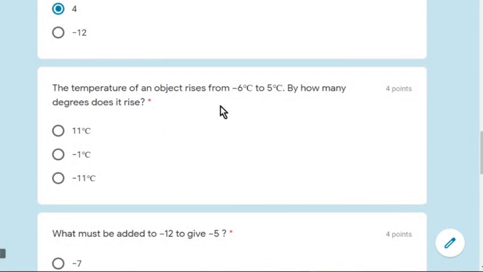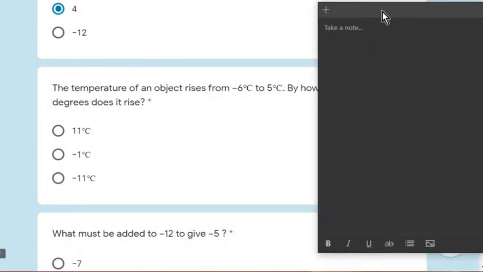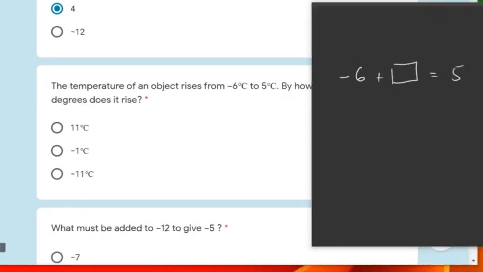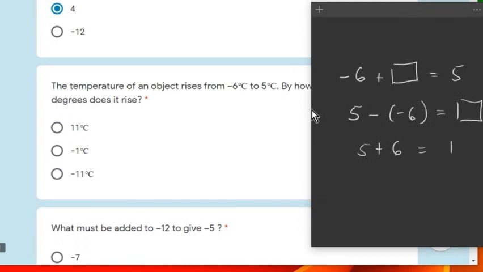The temperature of an object rises from negative 6 degrees to 5 degrees. By how many degrees does it rise? Okay, so this is just telling us that negative 6 plus something, let's say it's a box, gives us positive 5. So the question is asking us negative 6 plus what will give us 5. So as we do in primary school, this would be the same as 5 minus negative 6, which will give us that answer, the box. So this is the same as 5 plus 6, and the answer is positive 11.